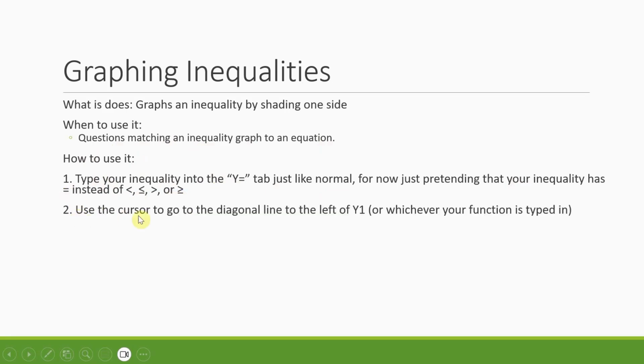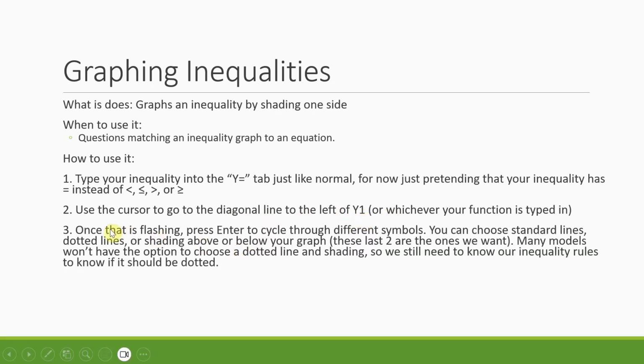Then use your cursor to go to the diagonal line that's to the left of the y1 on your calculator. We've been ignoring that diagonal line so far. If you're not using y1, you're using one of the other rows, go to the left of that one. Once you're hovering over that diagonal, it should be flashing. Press enter, and it's going to change that line to different symbols.